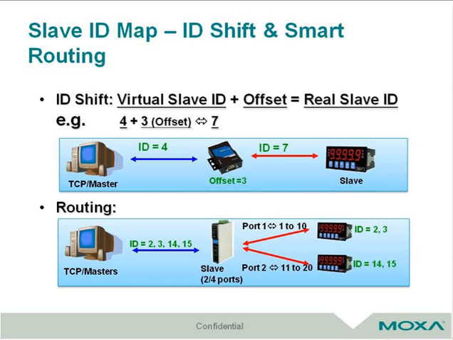Routing. The routing concept is designed for multiple-port MGates like the 2 and 4 port models. When multiple slave devices that have unique slave IDs connect to the serial ports of the MGate, the MGate will need a way to send the request from the master out the correct serial port. The solution is to define the slave IDs that are connected to the serial ports in the slave ID map.